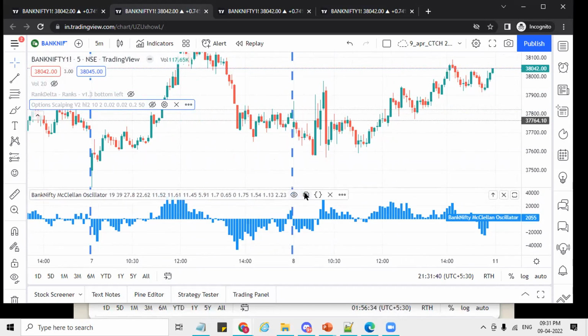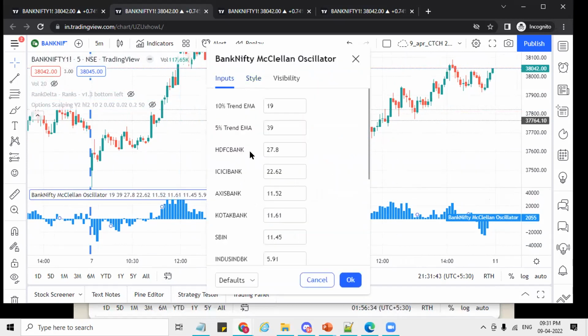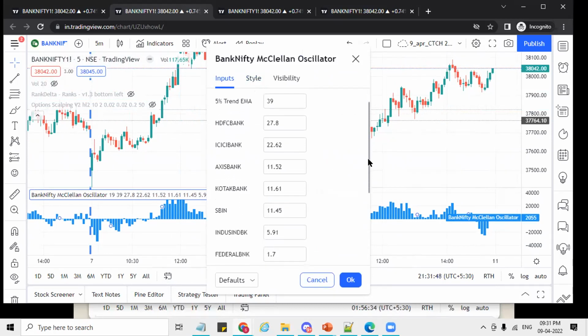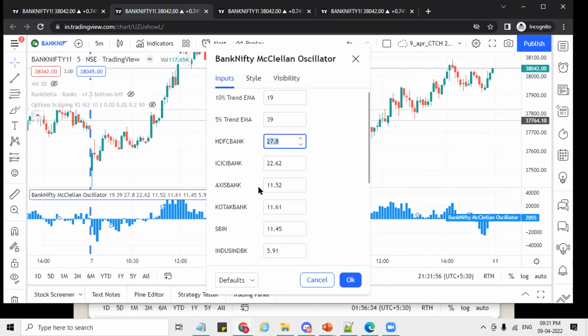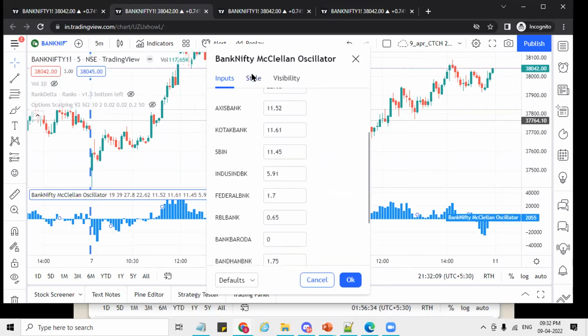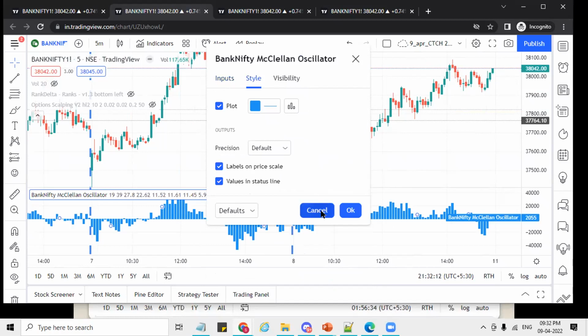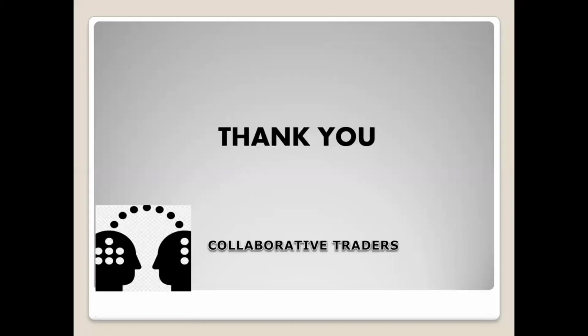Here we can see the configuration part, how we can do the configuration, and the various parameters for the McClellan against the various assets. This one is based on the index, on how much weightage each asset has in the Bank Nifty. HDFC Bank has the most weightage, next ICICI, and so on. And the style is for the indication. So I think that's all, I have come to the end.